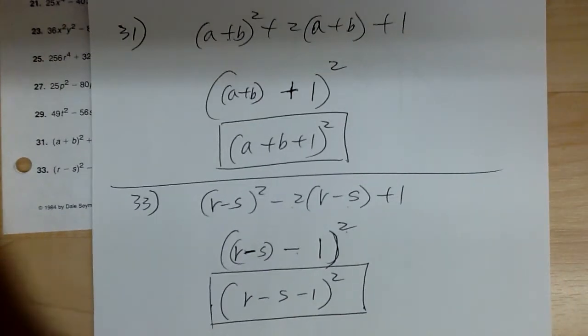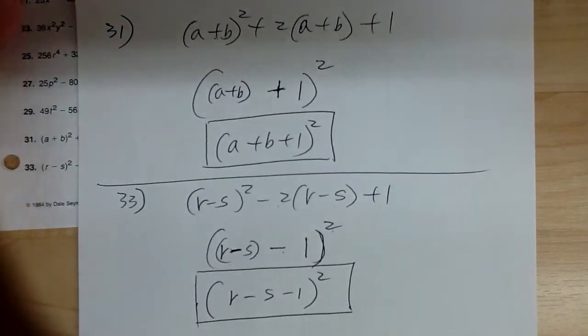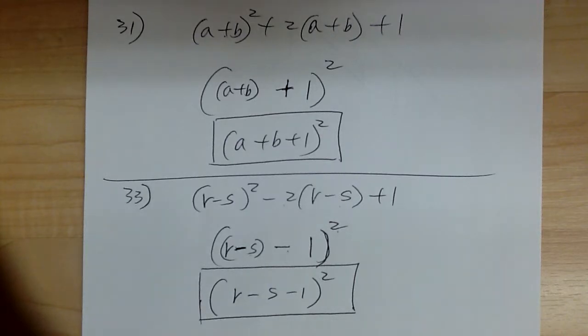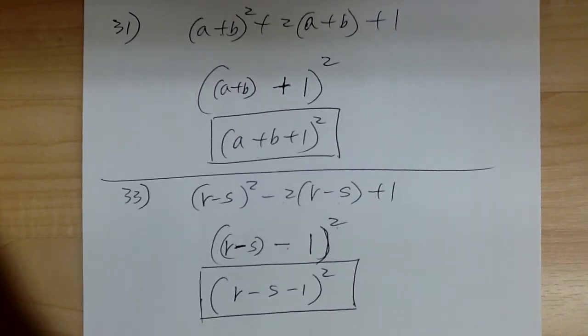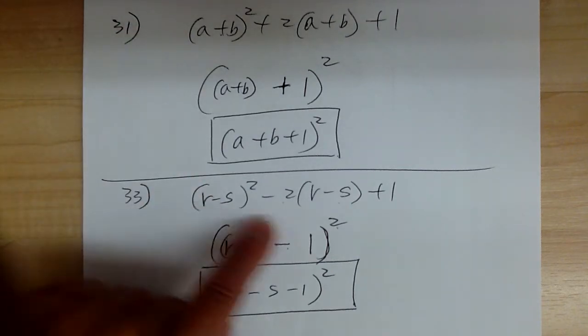Okay, so this is step 2b. This is the special factoring for the trinomial square. When you have a trinomial square, when this is a square, this is a square.